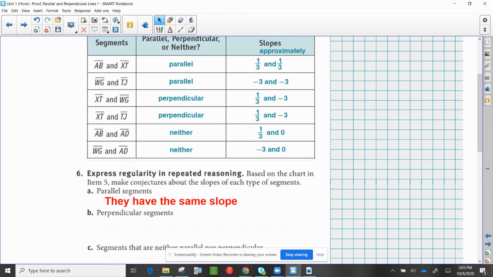Well, parallel lines have the same slope. So they have the same rate of change on the graph. Their rise over run is the same pattern. So that's why they run side by side, because they're never going to intersect. What about the perpendicular lines? Comparing their slopes, what would you say about the slopes of the perpendicular lines?